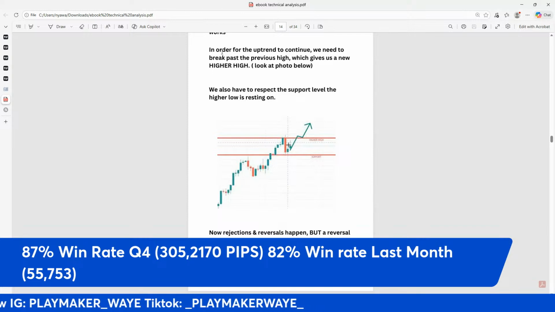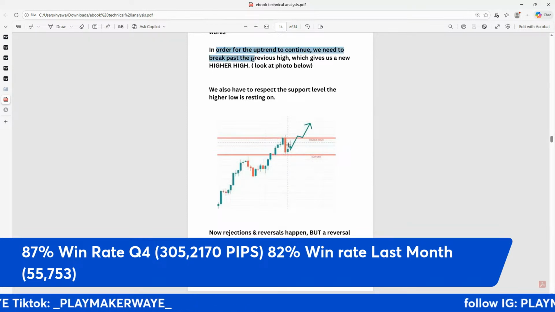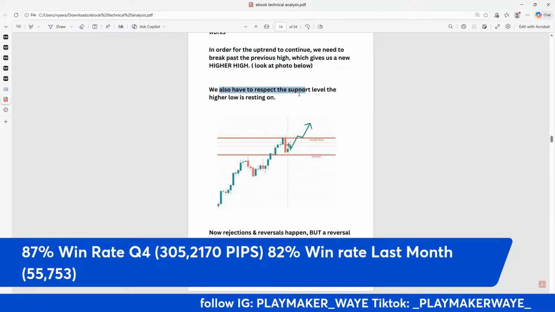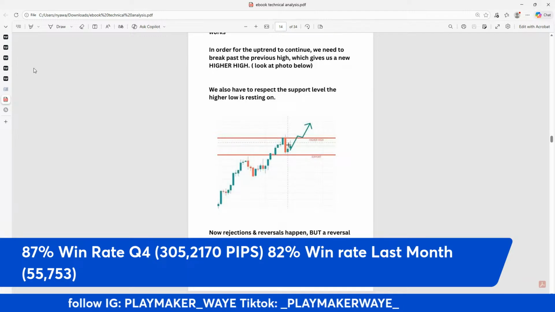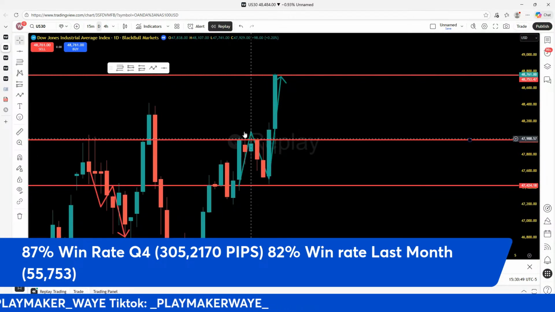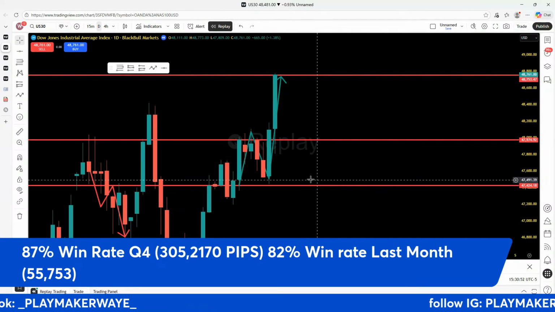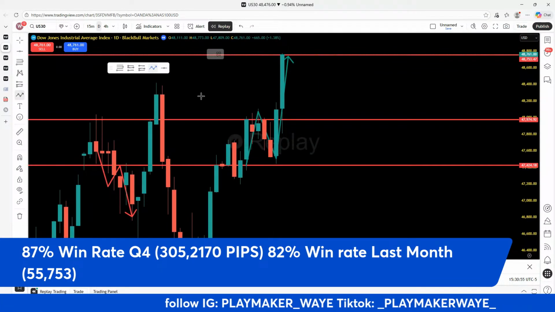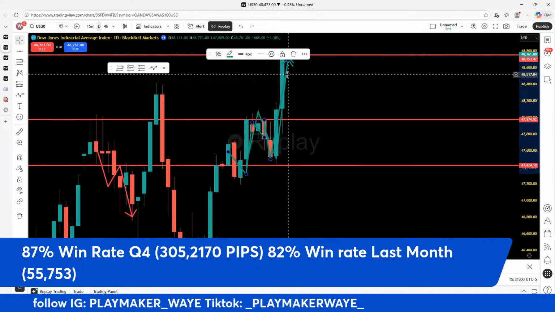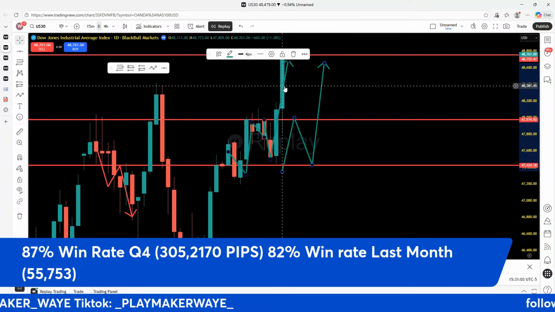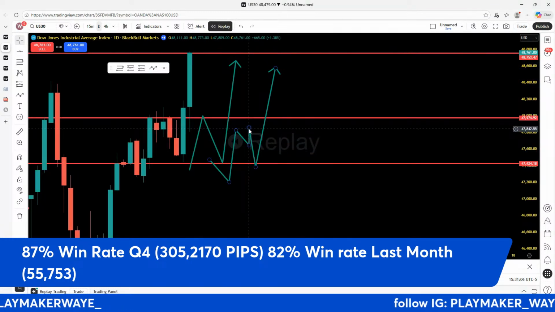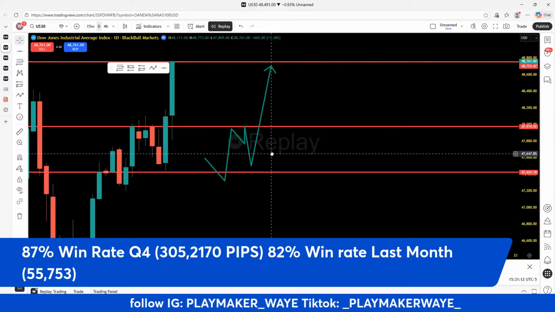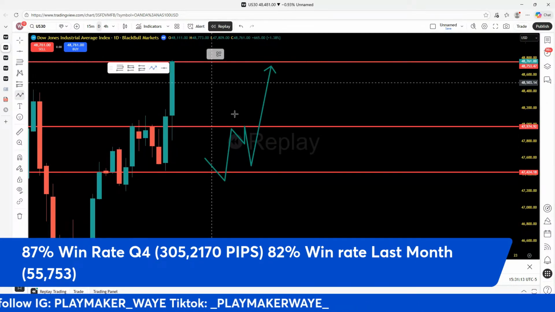So again, what does it say right here? For the uptrend to continue, we need to break past the previous high, which gives us a new higher high. Look at the photo below. We also have to respect the support level the higher low is resting on. So when we look at US 30, again, we have the higher low, we have the higher high, okay? Now, when we retrace price's steps, this is why it's important to understand market structure, right? So when we drag this over, this is what we see going on with price right here, right? Now, this is still an uptrend, right? But a traditional uptrend looks like this, right?